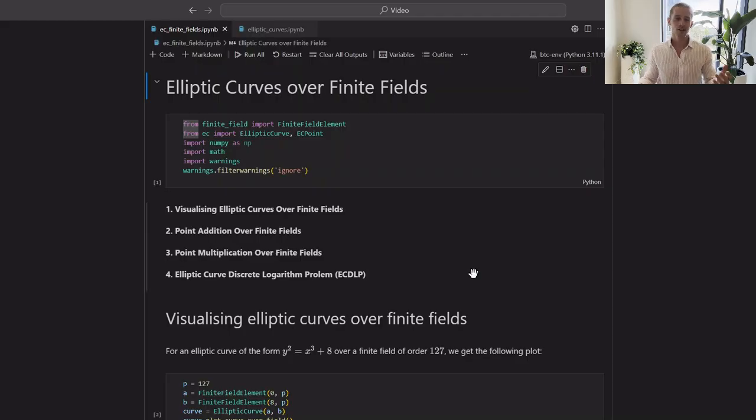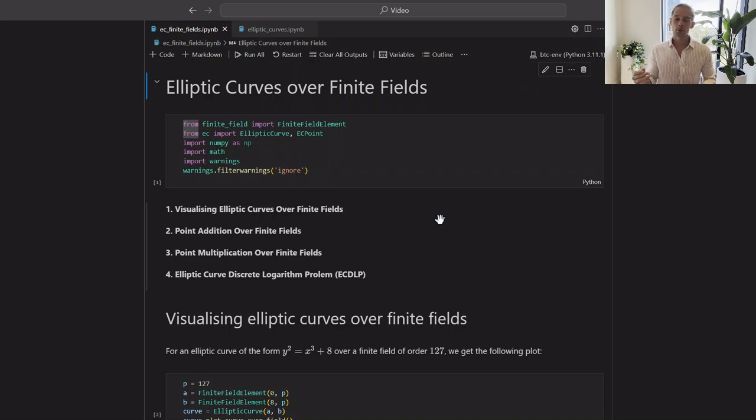In this video, I'll once again be sharing my screen and showing you a Jupyter notebook. The Jupyter notebook once again allows me to visualize what I'm talking about a lot, because elliptic curves over finite fields, just like elliptic curves over real numbers, in my opinion, are best understood visually and intuitively rather than just looking at the abstract mathematics and some formulas.